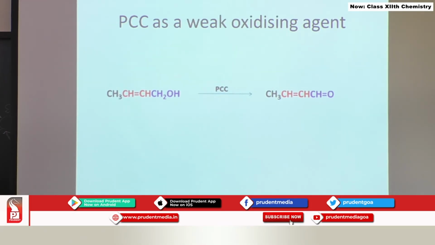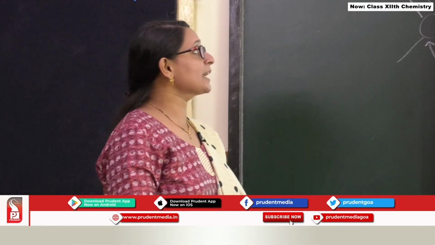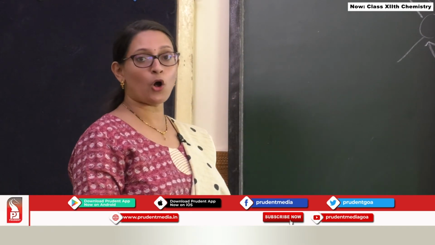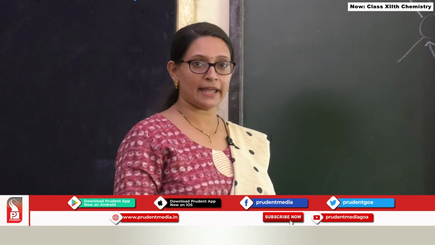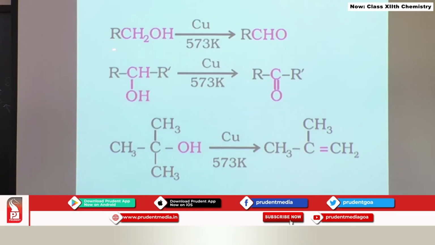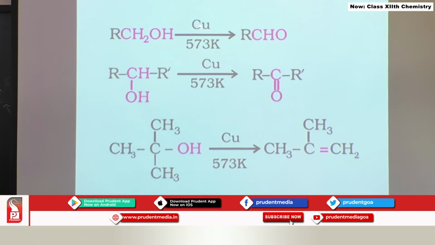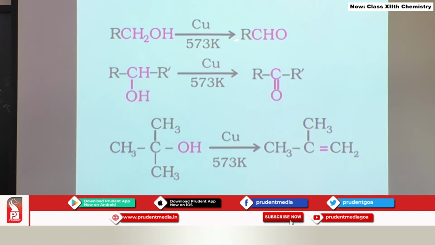Dehydrogenation can also be carried out using copper tube at 573 Kelvin. Just look at the reactions. Start with primary alcohol, dehydrogenate it using copper at 573 Kelvin temperature, you get an aldehyde. You start with secondary alcohol, dehydrogenate it, this will get removed and you are going to get a ketone.